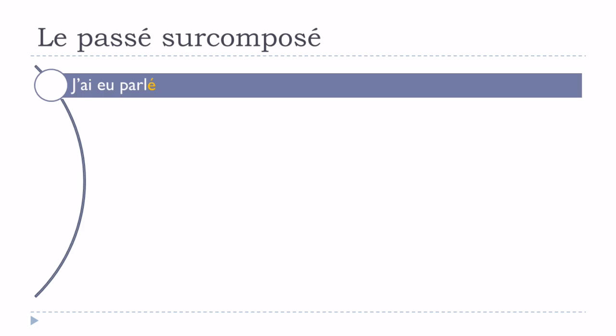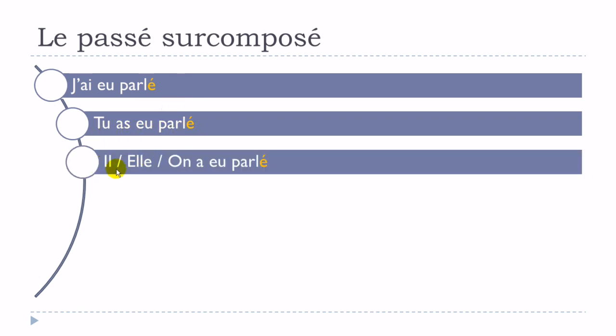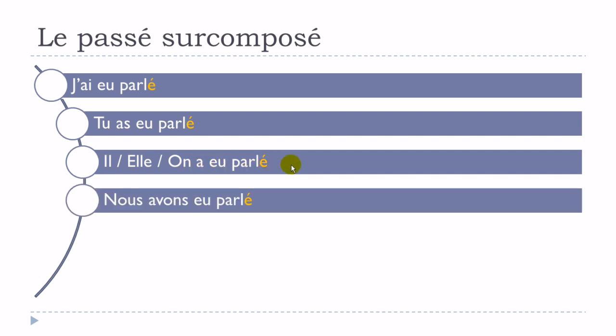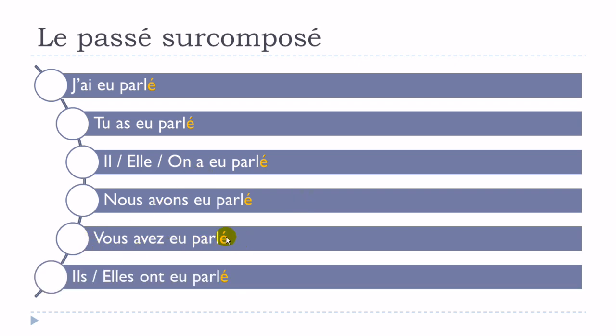So let's see a few examples. We'll take the verb parler, so quite a regular verb, and we'll put that at the passé surcomposé. Okay, so remember we had the first part here, so avoir at the passé composé, and then the second part, this participe passé, you just put it here. J'ai eu parlé. Tu as eu parlé. Il, elle, on a eu parlé. Nous avons eu parlé. Vous avez eu parlé. Ils ont eu parlé. Elles ont eu parlé.